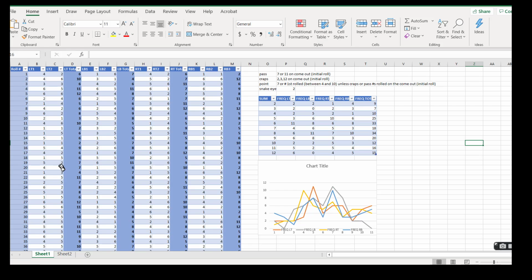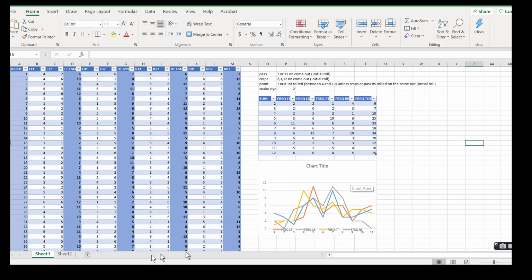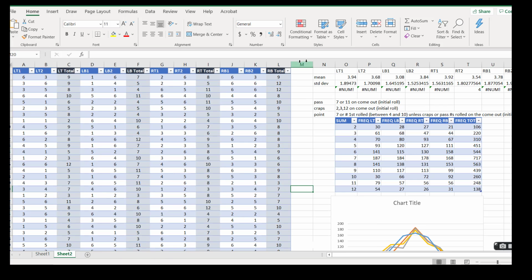And in the end, I also found the mean and the standard deviation of each die and the total. So what I was going to do was take that standard deviation and run a random number between 1 through 6 with that standard deviation. You can kind of do that with the norm items. So this would be the random number, this would be the place where I put the mean, and this would be the place where I put the standard deviation.